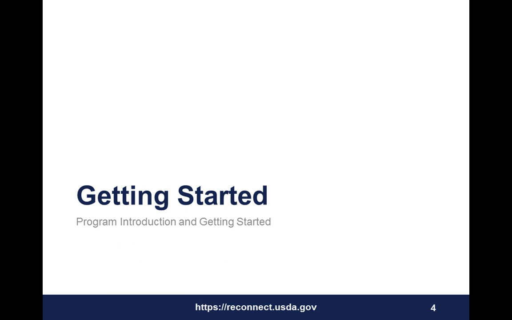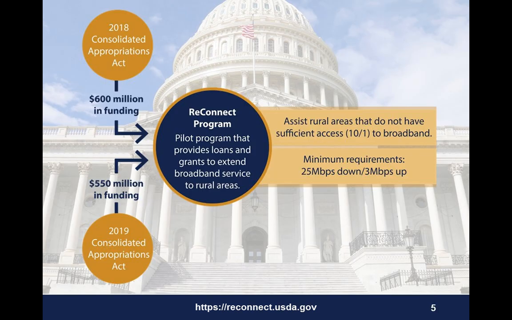So before we start that, I wanted to give everyone a reminder of this program and an introduction. In the 2018 Consolidated Appropriations Act, Congress provided $600 million to the broadband pilot program that we are now calling the ReConnect program. This program is a pilot program offering a unique federal financing option in the form of grants, loans, and combinations thereof to extend broadband service to rural areas. The program focuses on areas that completely lack or have insufficient broadband service. Sufficient access is defined in the statute as 10 megabits per second downstream and 1 megabit per second upstream. If an area has less than 10-1 service, then the area is eligible.